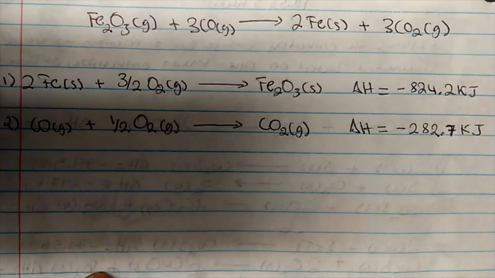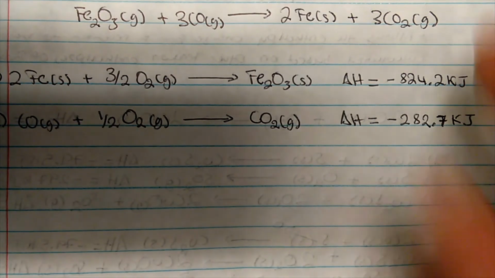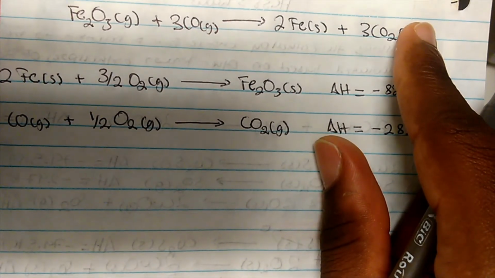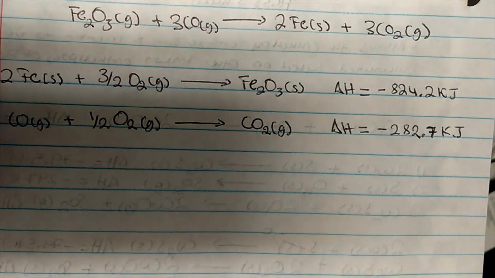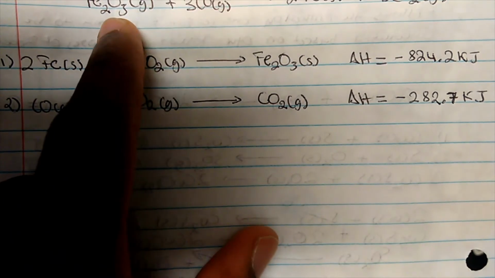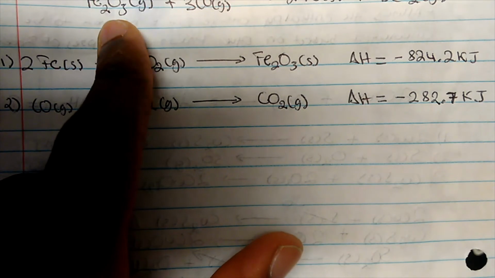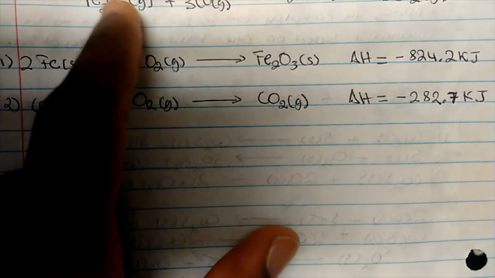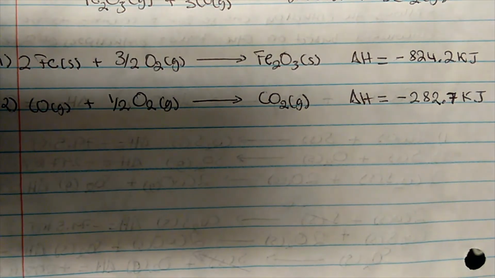So how about this one? I'm given this one and I'm asked, okay, well, what is the delta H for this reaction here? Okay. Well, again, let's go through the process. The first thing I see is Fe2O3 as a gas, as a reactant.